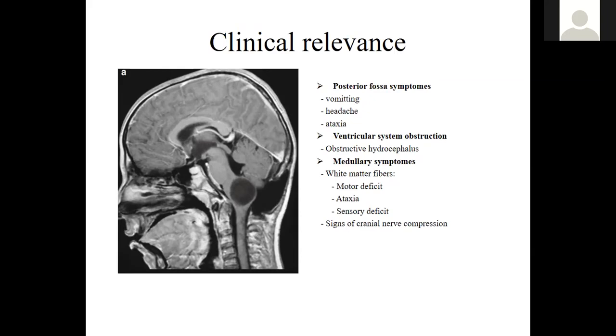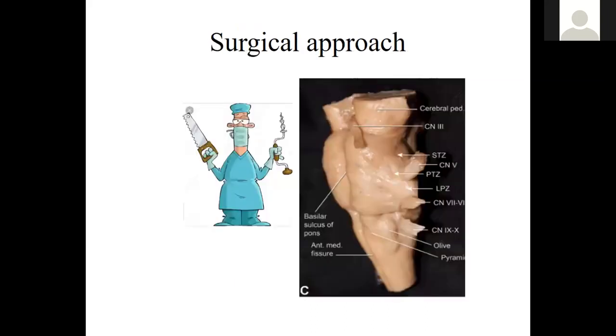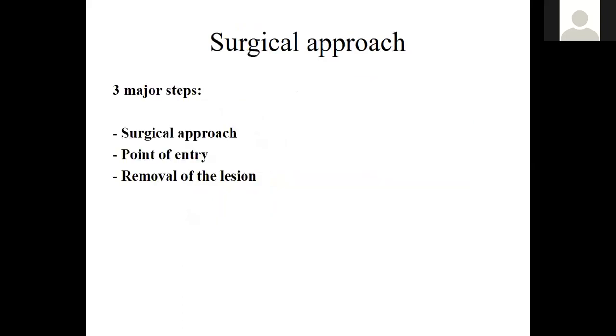And we can have medullary symptoms, like symptoms linked to compression of white matter fibers, be it motor symptoms, sensory symptoms, and also signs of cranial nerve compression. But most often, these symptoms linked to white matter fiber compression are late signs of medullary tumors. So talking about some surgical approaches, there are three main steps during surgical approaches, three main questions. Question one is, which surgical approach to take?